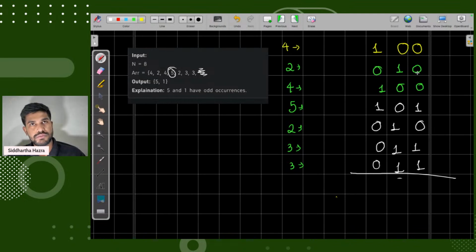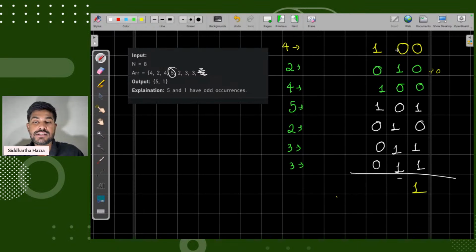0 XOR 0 is 0. 0 XOR 0 is 0. Till this, 0. 0 XOR 0 again 0. 0 XOR 1 is equal to 1. 1 XOR 0 is also equal to 1. Then 1 XOR 1 is equal to 0 because it is the same, and then 0 XOR 1 is equal to 1 because it is different. So we have 1 here.